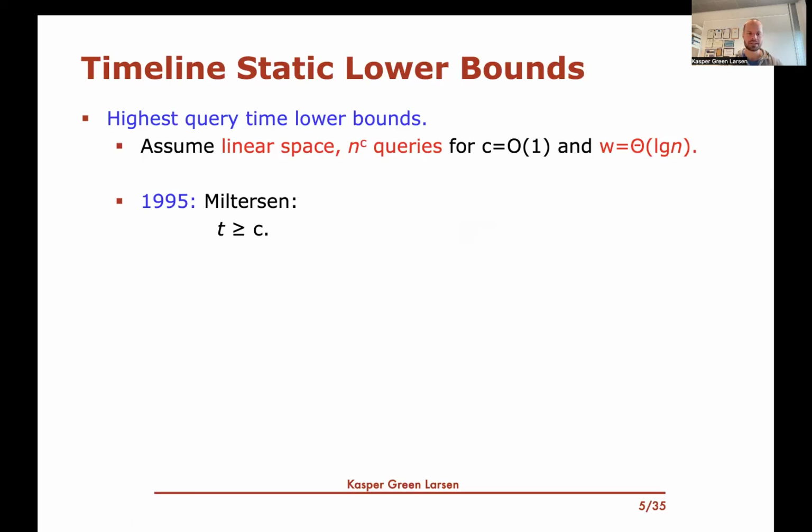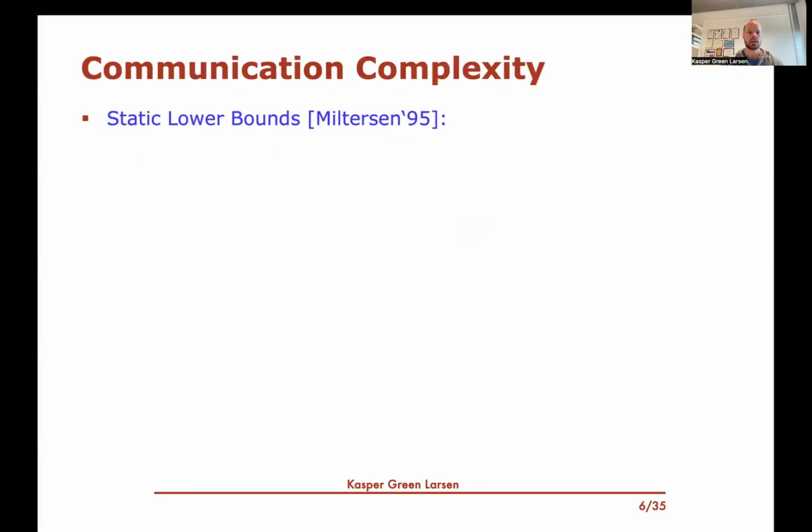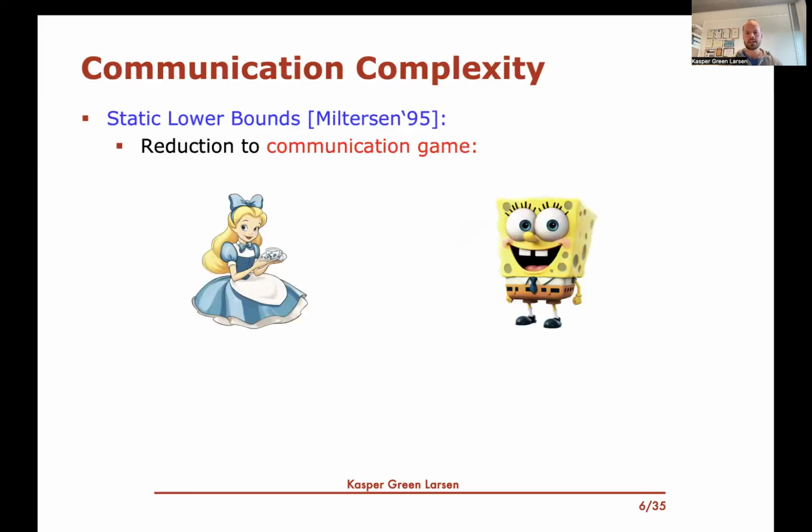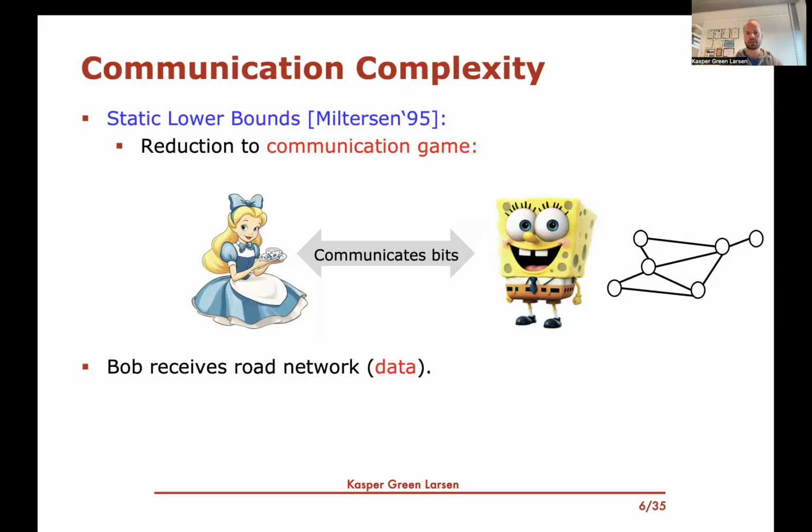So let's start with this technique. How can we use communication complexity to prove static data structure lower bounds? Whenever we're looking at communication complexity, we have a communication game between two players that we always call Alice and Bob. They can talk to each other, they can send bits. And the goal for them is to solve some problem while communicating as little as possible.